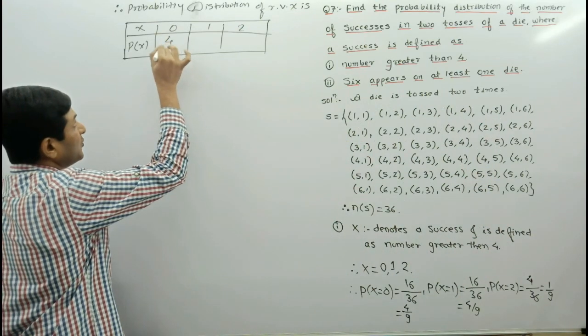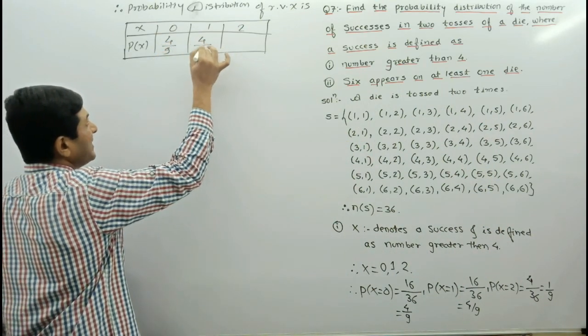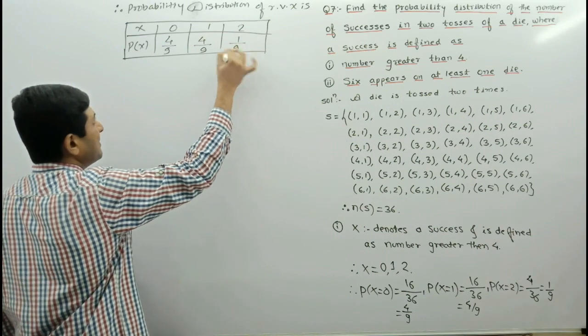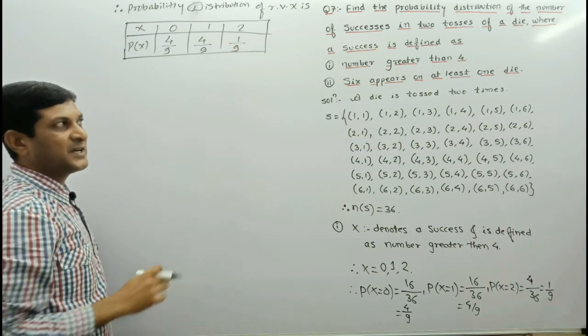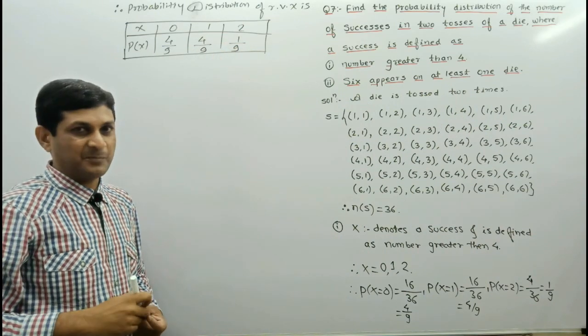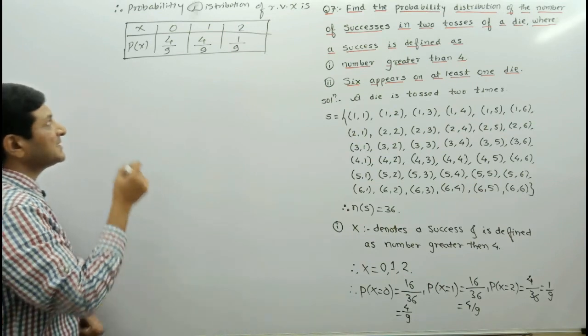So here we have got 4 by 9. Here also we have got 4 by 9. And lastly we have got 1 by 9. In this way, we have completed the first part of this example. Now, let us consider the second part.